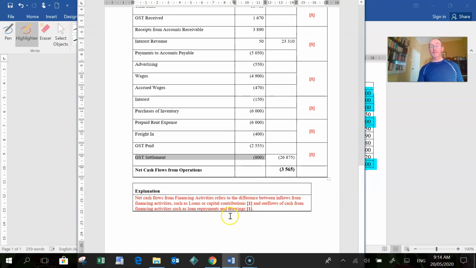And then your stock standard definitions. So net cash flows from financing activities refers to the difference between inflows from financing activities such as loans and capital and outflows. And you could also mention in there that they relate to the financial structure of the business in terms of how the business is funded and financed by the owner and debt. Okay, so that's it for the PES question.